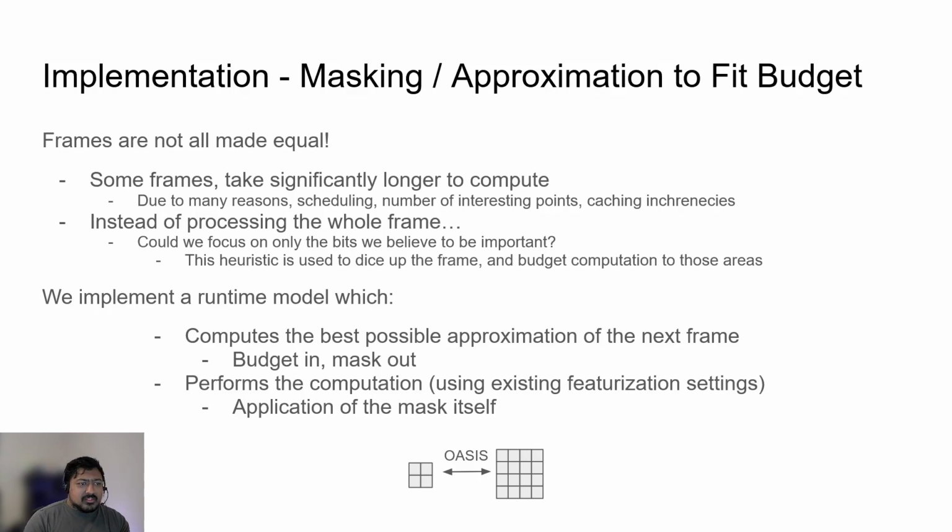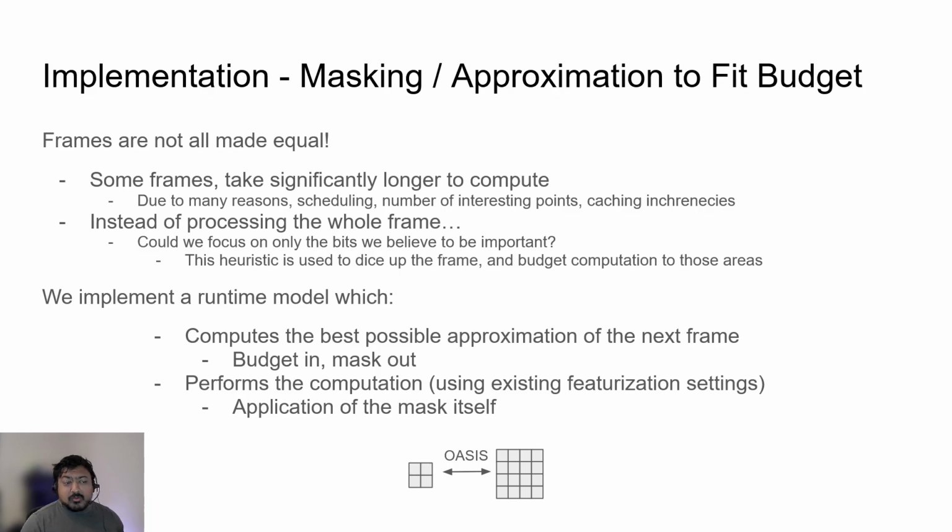Now, how we decide to address this is to observe that not all frames are made equal. Some frames take significantly longer to compute. There are many different reasons for this, but regardless, if we lose frames, we end up producing significantly more error. So our methodology is, okay, well, instead of losing the frame, could we at least take the remaining time we have and process a fraction of the frame? And we use a heuristic to dice up the frame and budget computation to the areas we believe will produce interest points that are still relevant.